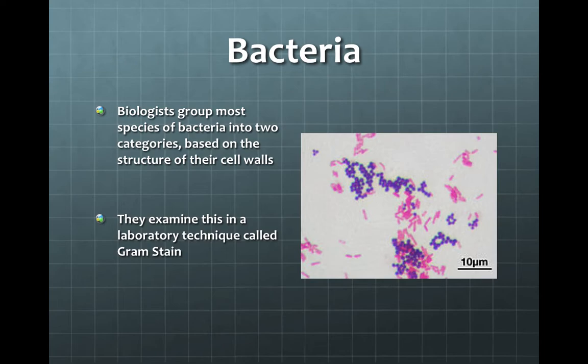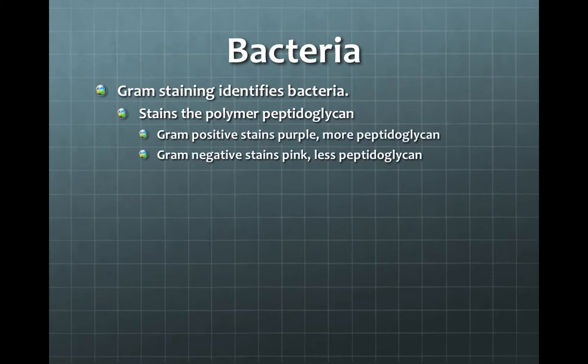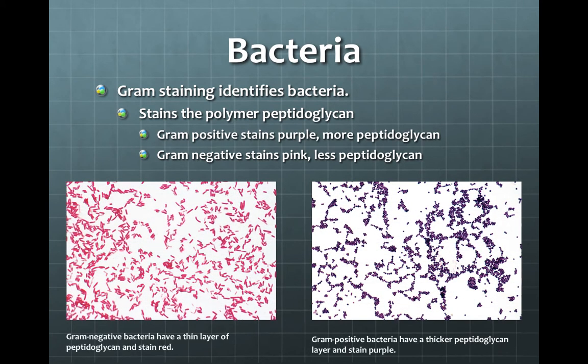All right, so next one. Okay, so gram staining identifies bacteria, and stains the polymer peptidoglycan. That's what's staining it. So gram positive is going to stain purple, more peptidoglycan. And then gram negative is going to stain pink or red because it has less. And you can see that these are rods and these are circles. That doesn't mean that. It's just that most circular ones are going to be gram positive and most rods are going to be gram negative, but that's not always the case.